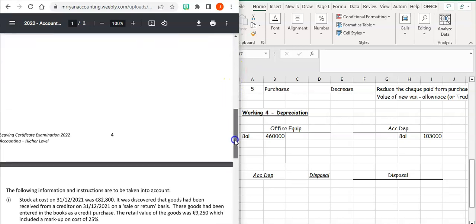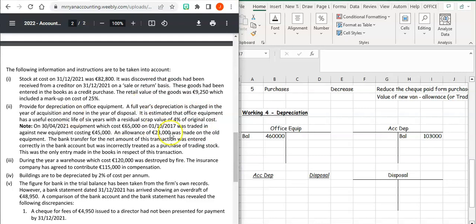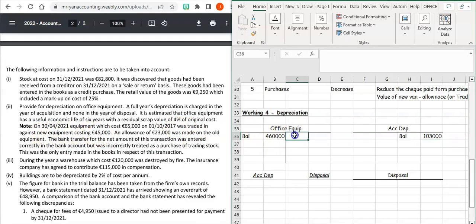Second thing then, we're going to look at our office equipment account and find out how much we need to adjust it by. So what have we sold and what have we bought? So on the 31st of 4th, 2021, equipment which cost $65,000 on the 1st of the 10th, 2017 was traded in against the new equipment costing $45,000. So we've got rid of $65,000. So we're going to credit our office equipment with $65,000, so we're reducing it. And then we're going to debit our disposal account with the same amount.